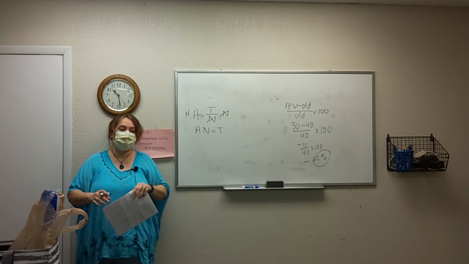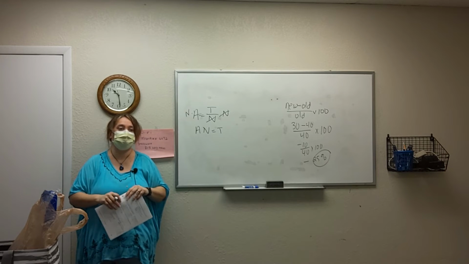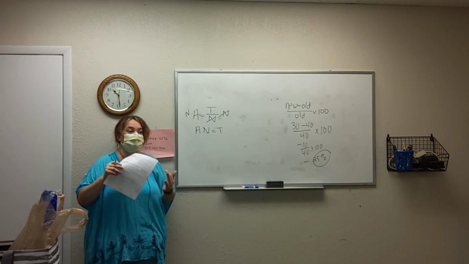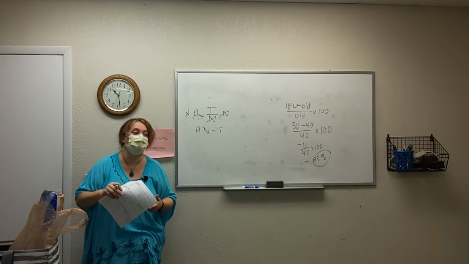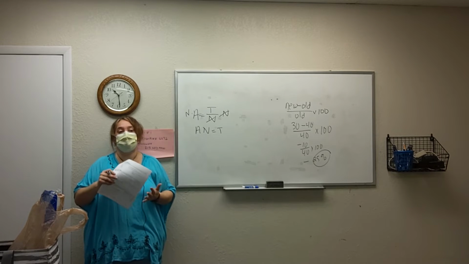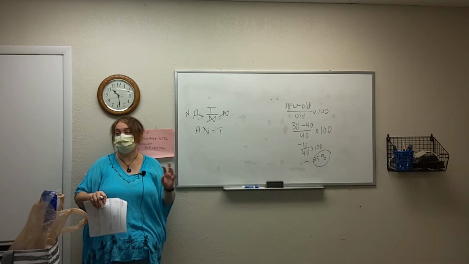Little tip in big bold letters: never, never, never average more than one average. Okay, so if you're given multiple averages in a problem, you never average them together. You never add them, subtract them, multiply them, or divide them. If you find yourself doing any mathematical operation with more than one average, just stop and go to plan B because you're wrong. Okay?